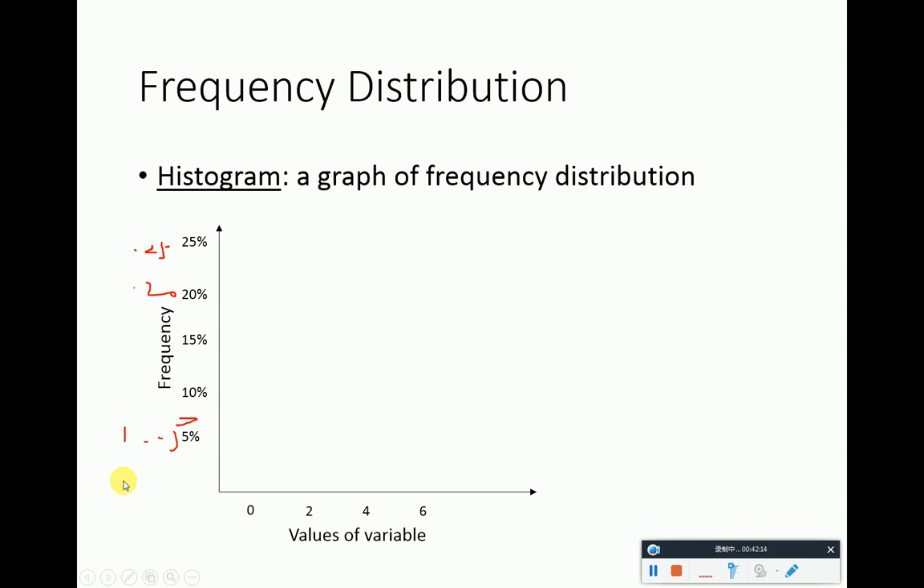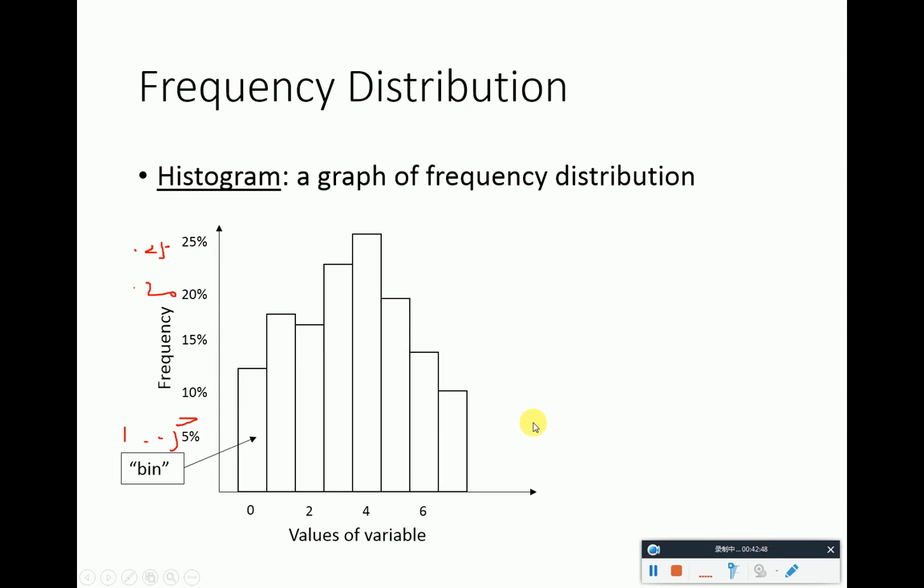Okay, then we'll use a bin to represent the percentage of occurrences of a particular value, right? In this case, it indicates that the value of 0 occurs for about 12.5% by just eyeballing it. The value of 1 occurs around 18% of the time, and we can go on. The value of 2 occurs for maybe 17% of the time, and we go on.